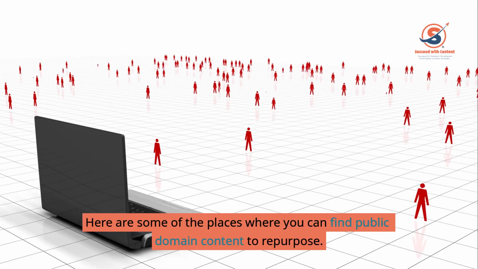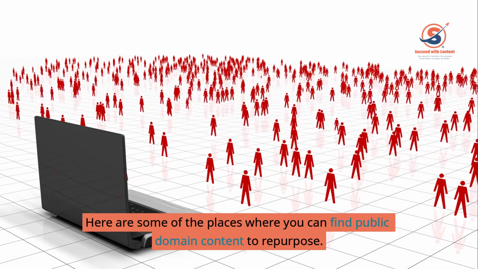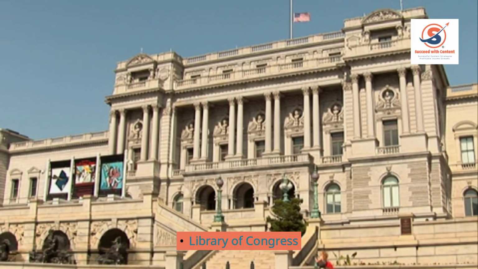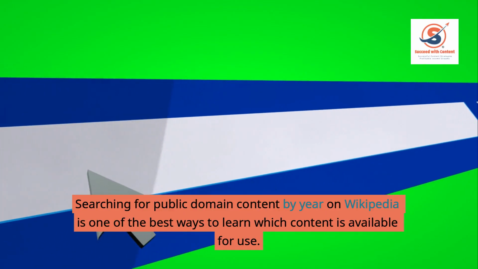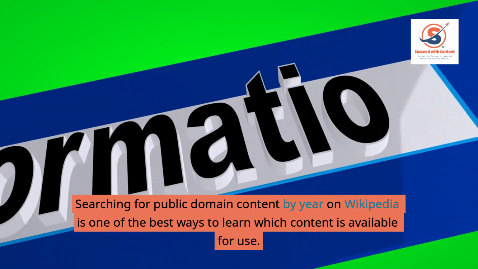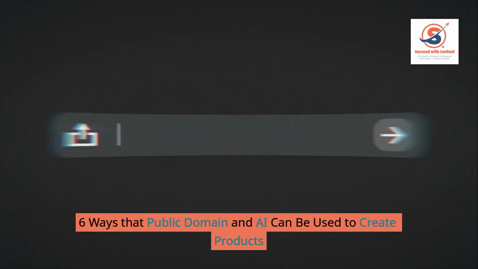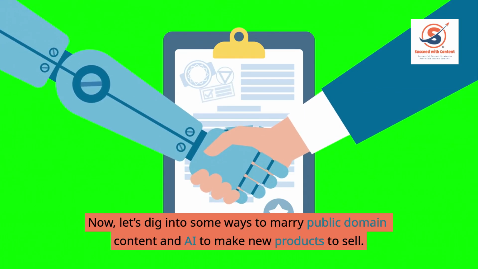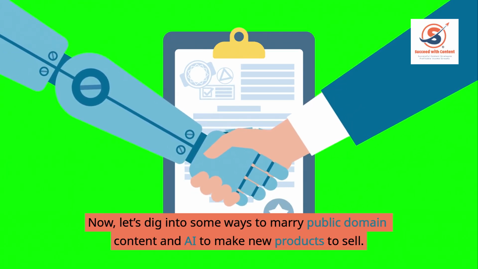Here are some of the places where you can find public domain content to repurpose. Wikipedia, Library of Congress, New York Public Library. Searching for public domain content by year on Wikipedia is one of the best ways to learn which content is available for use. 6 ways that public domain and AI can be used to create products. Now let's dig into some ways to marry public domain content and AI to make new products to sell.